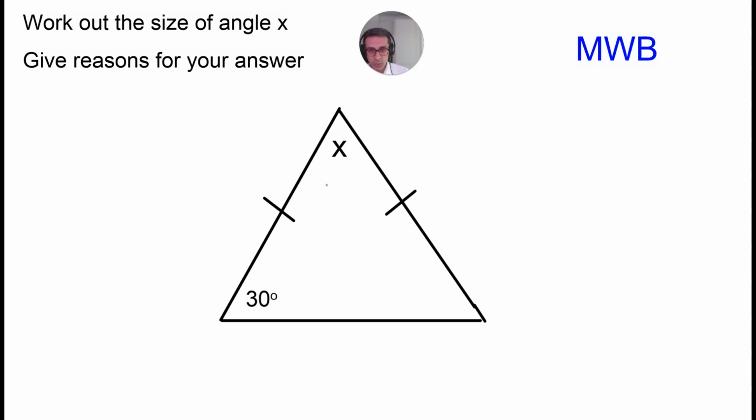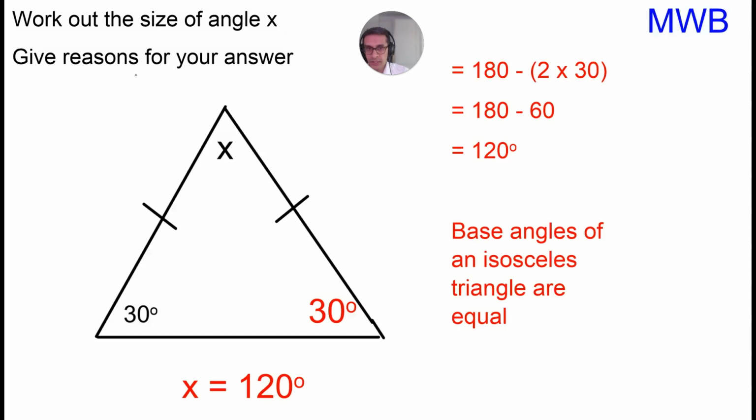Okay, pause the video if you need more time. You can see it's an isosceles triangle, so this has to be 30 because it's the base angle along with this one, and they have to add up to 180 to make x, plus x will be 180. So in this case, here's your working out, you end up with 120 degrees. I hope you got that correct.